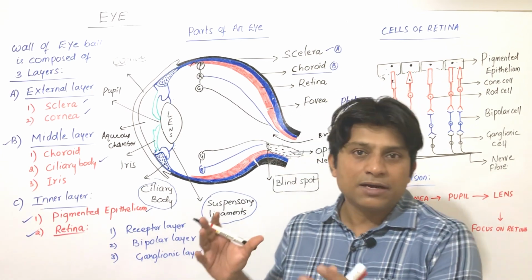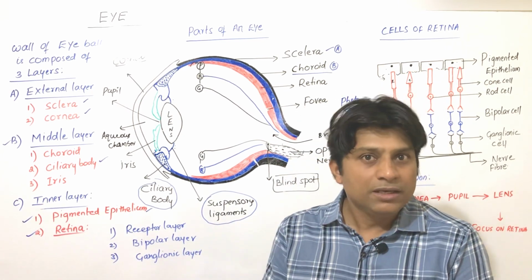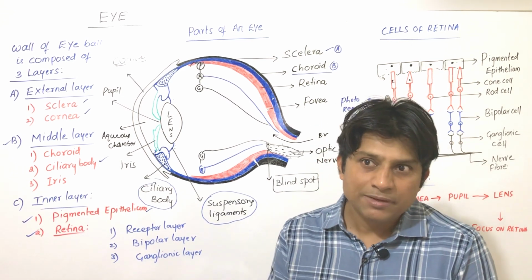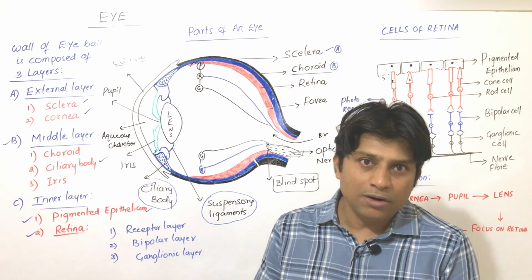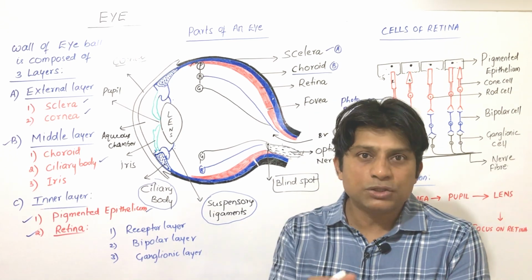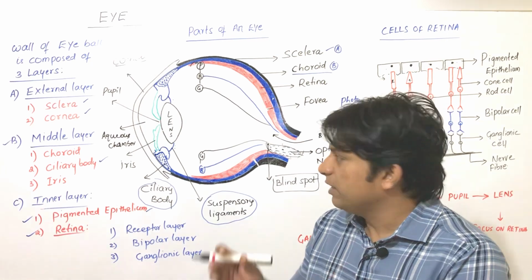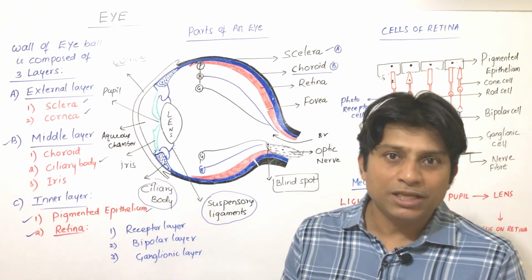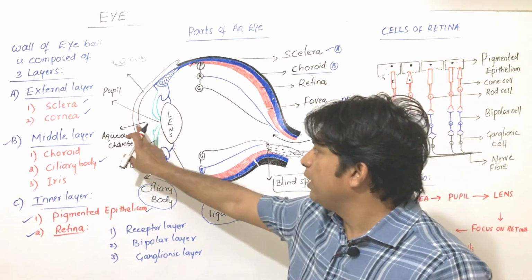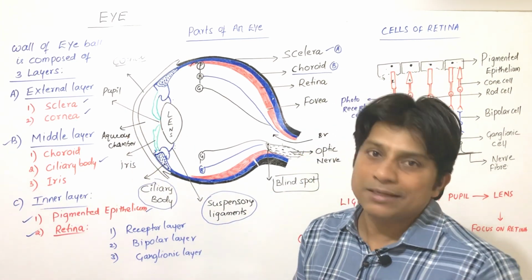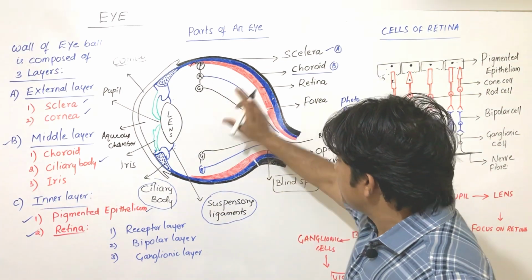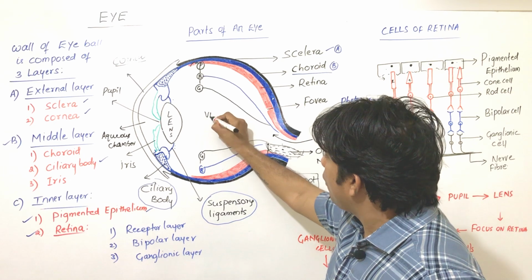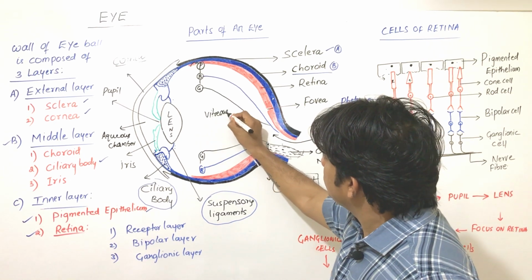And what is it composed of? Aqueous humor is composed of glucose, proteins like albumins, and some antibodies of the IgG type are also present in the aqueous humor. The function of aqueous humor is to provide nutrition to the cornea as well as to the lens. Next, the space between the lens and the entire retina is called the vitreous chamber.